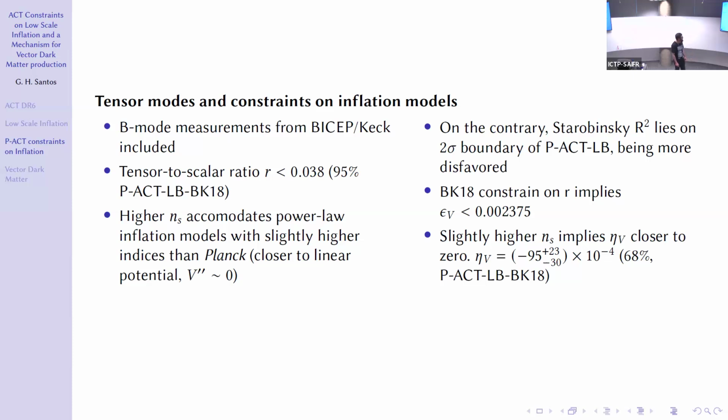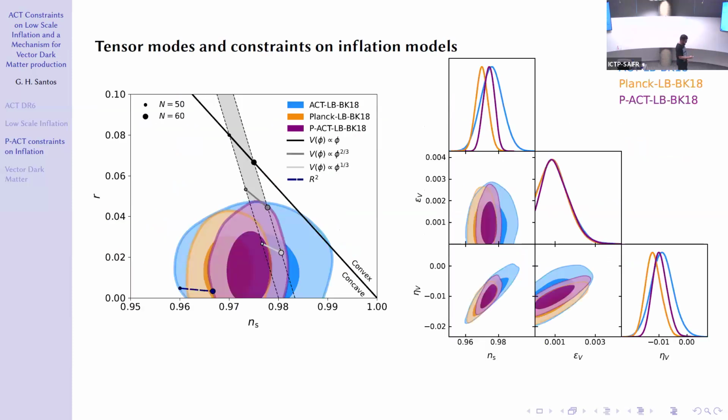And now, when we talk about here, they say that the higher value of NS, with the same value of r, is going to shift that allowed region in the plot slightly to the right, and it's going to include a few models that have slightly higher power indexes than Planck. You can see this plot here. So the purple region is shifted slightly to the right in comparison to Planck, and this is going to include now a few more of the monomial potentials that were not included before.